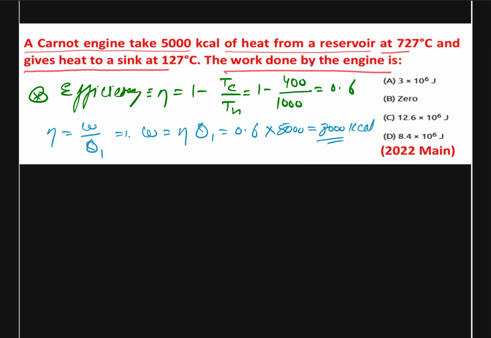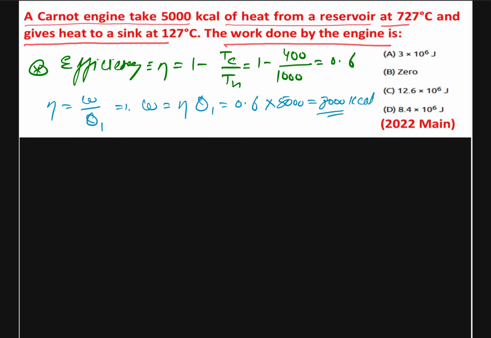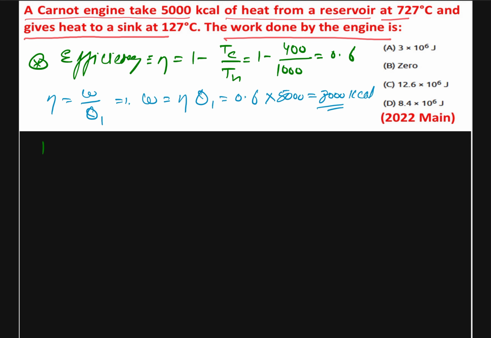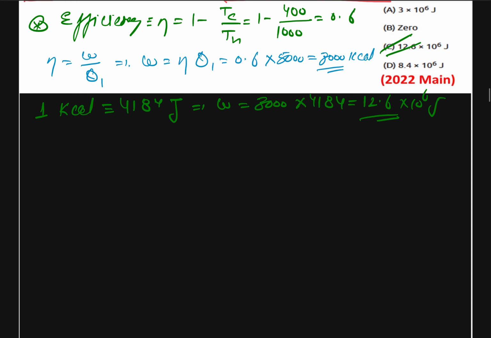and we can convert into joule because the answer is in joule, and we know that 1 kilocalorie is equivalent to 4184 joules. Therefore we can say our work done will be equal to 3000 multiplied by 4184, which gives us 12.6 into 10 to the power 6 joules. So option C is correct.